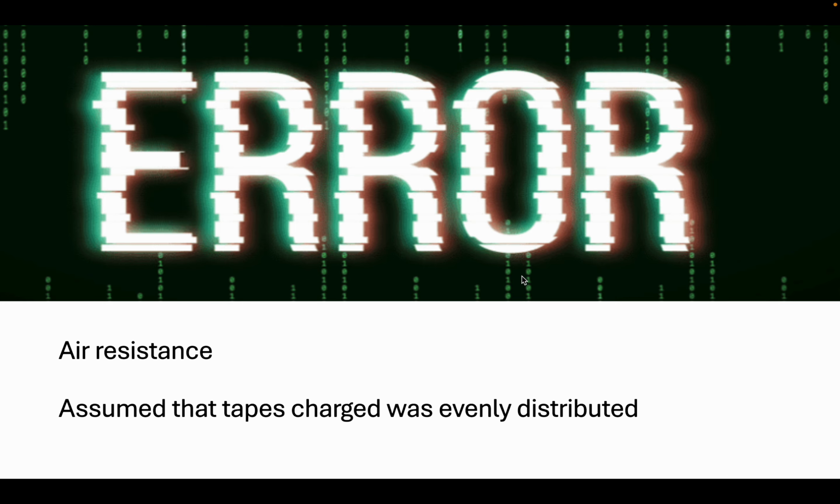All right, error. Some error may be air resistance, and we assumed that the tape's charges were evenly distributed, which is most likely not true.